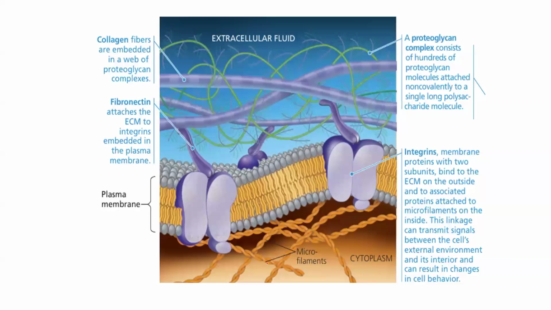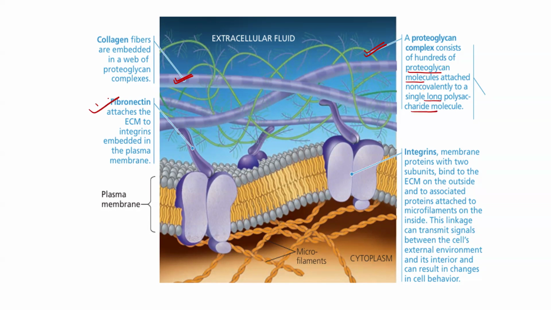Now let me show you the diagram. See carefully. These are the collagen fibers. They are embedded in the web of proteoglycan complex. Now, what is a proteoglycan complex? You can see the green color is your proteoglycan complex. We have studied what it is made up of: on one center core protein, many carbohydrates are attached, that is known as a proteoglycan molecule, and these are attached to one long polysaccharide to form the complex. Is it clear? So many proteoglycan molecules are attached to a long polysaccharide.